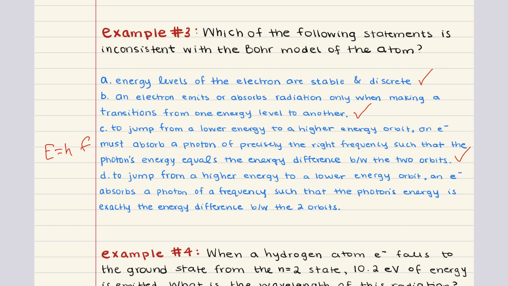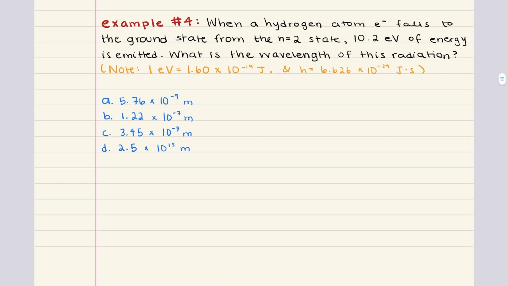So we're looking for the statement that's inconsistent with the Bohr model of the atom. That's going to be answer choice D. So the correct answer for 3 is D. Beautiful. Next up, we have problem 4.